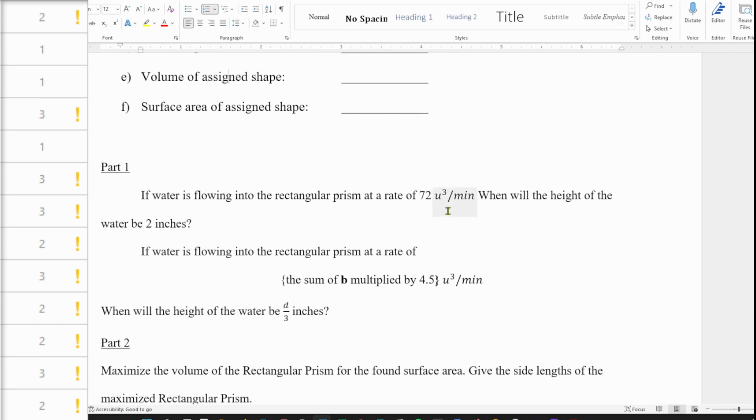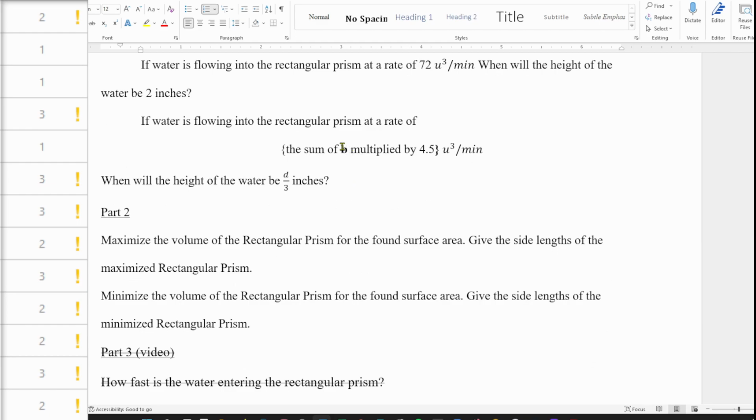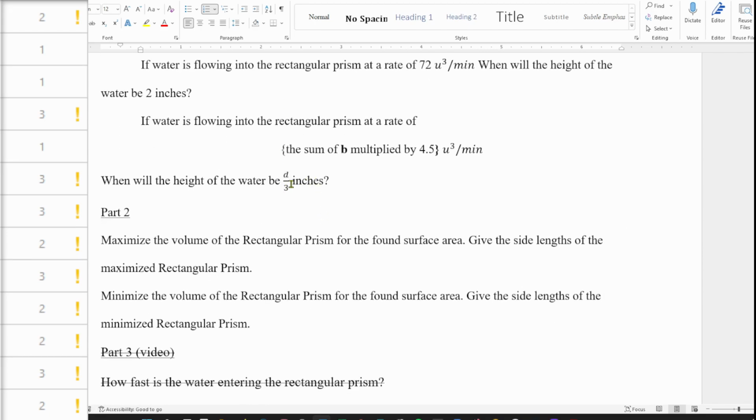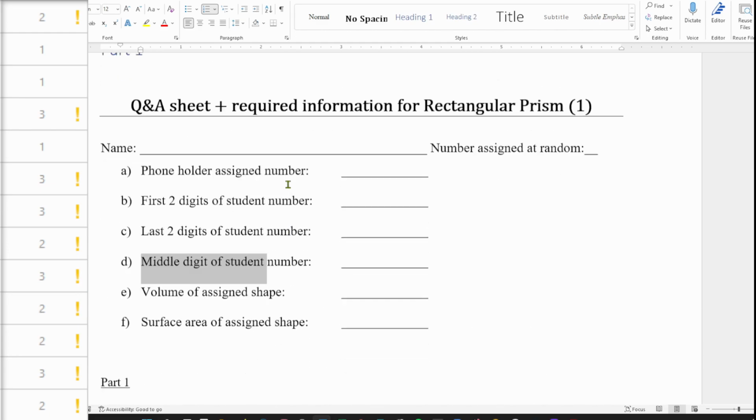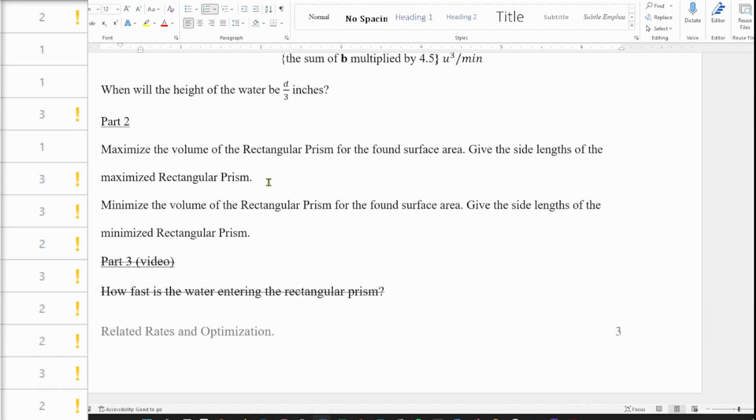And then you start plugging in those, think of these as your variables. So here, we have the sum of B multiplied by 4.5. So I go to B, the first 2 digits of my student number, let's say they were 34. The sum of B is 3 plus 4 is 7. And then I multiply that by 4.5. And that tells me how fast the water is flowing into this. And then when will it reach a height of D, which is your middle digit of your student number, divided by 3 inches. So if your student number middle digit was 1, you would have 1/3 of an inch. If it was 9, you would have 3 inches. You just plug it and chug it.